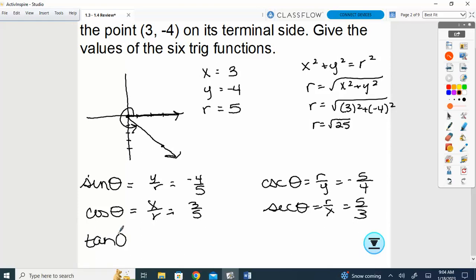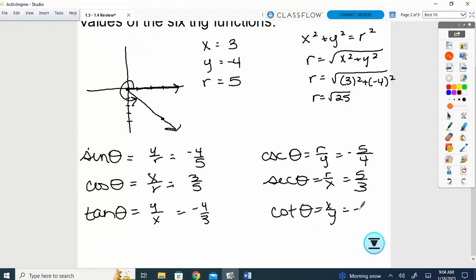Tangent of theta, what's the definition of tangent? So that would be negative 4/3, and that means the reciprocal of tangent, which is cotangent, would be negative 3/4. Is that okay with everybody? Do you guys all know your x, y, and r definitions? Which ones are reciprocals of one another?